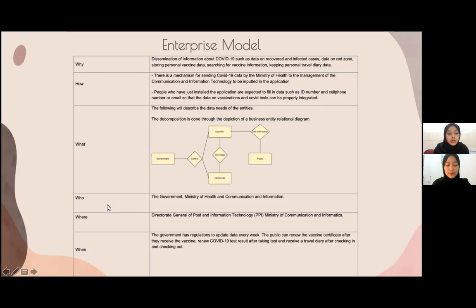Third, who participates here. So there are the government, Ministry of Health and Communication and Information, and then the Directorate General of Post and Information Technology, also known as PPI, and also the Ministry of Communication and Informatics. When? The government has regulations to update data every week. The public can renew the vaccine certificate after they receive the vaccine, renew COVID-19 test result after taking a test, and receive a travel diary after checking in and checking out.